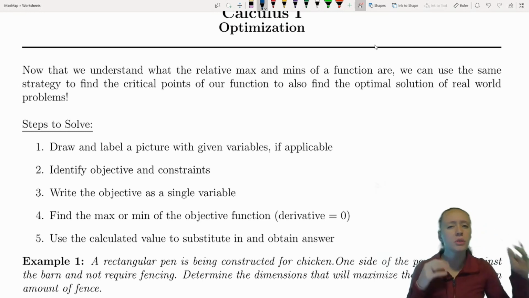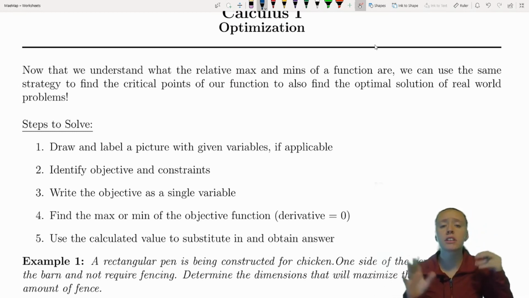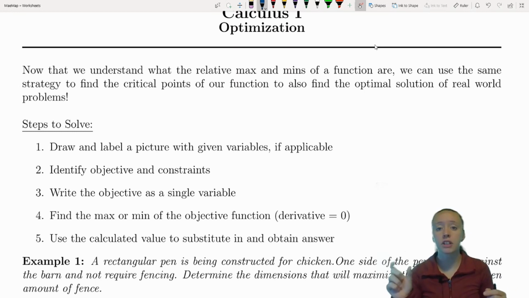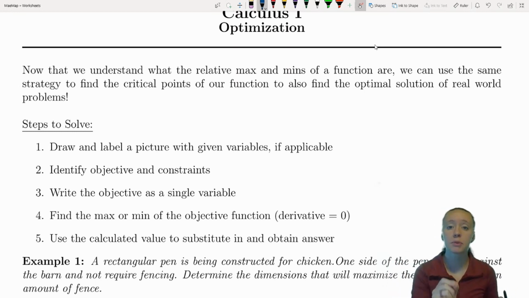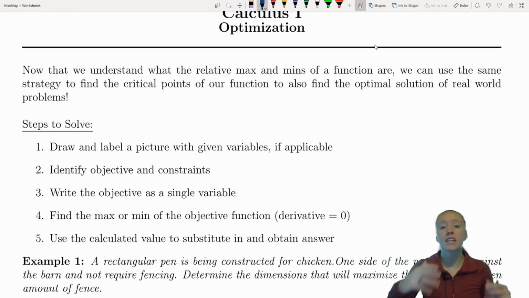And then once we identify those constraints, we're going to attempt to write the objective function in terms of one variable. We don't want to do this like we did in related rates where we took the derivative with respect to time and then we had implicit differentiation throughout our problem. No, we want to have just some function in terms of a single variable so that when we take the derivative, we can easily set it equal to 0 and solve.